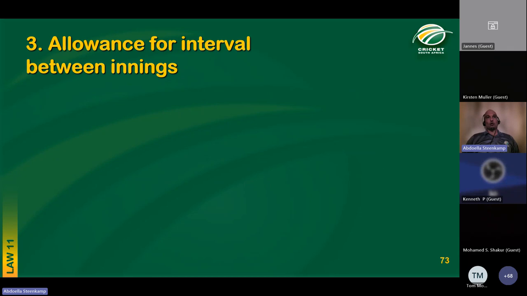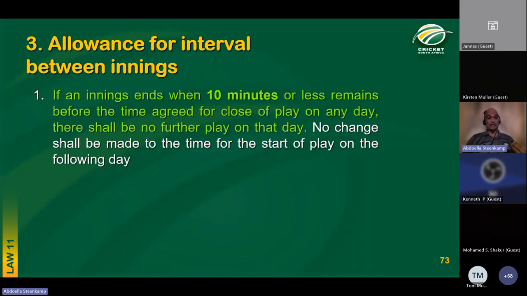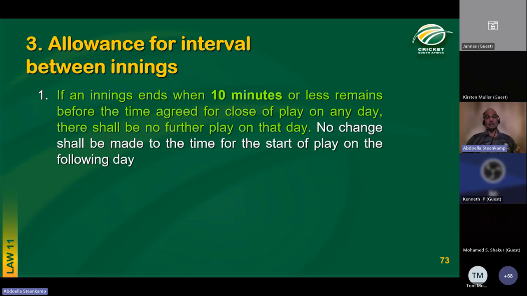There are instances in the law where they try to save a bit of time to maximize play during the day. So we'll now cover instances where certain things happen during the day's play and where we'll do certain things to maximize play. I'll give you an example of those when it comes to the interval between innings. The law tells us, if an interval ends when 10 minutes or less remains before the agreed close of play, it will be the end of day for that particular day.